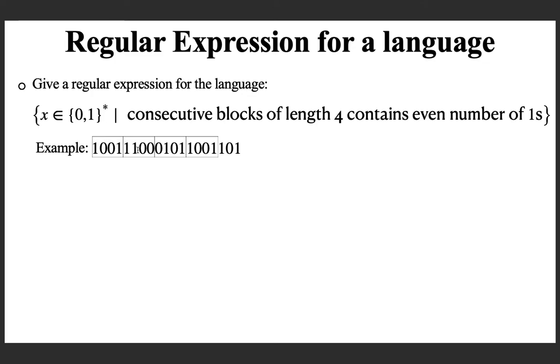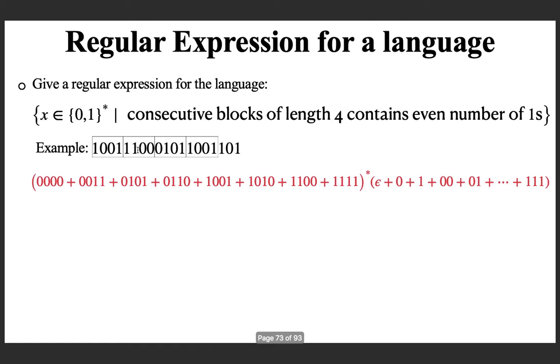For the interest of time, I am giving you the solution. You can see that if you look at all the 4 length binary strings, you take those with an even number of ones. Here it is 0 number of ones, 2, 2, 2, here again 2, 2, 2, and here 4. These are all the binary strings of length 4 where you have an even number of ones.